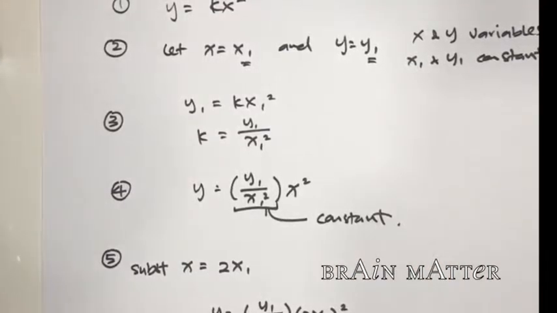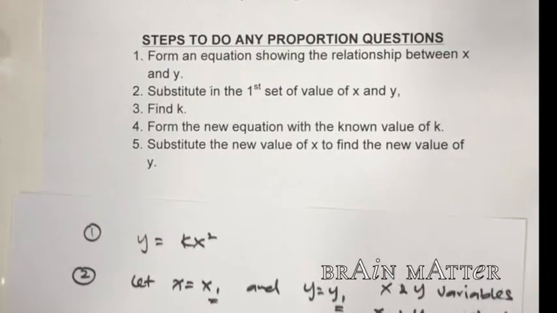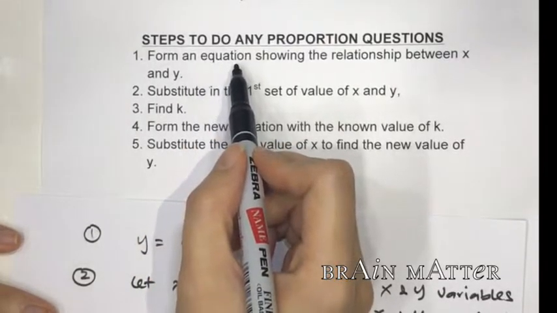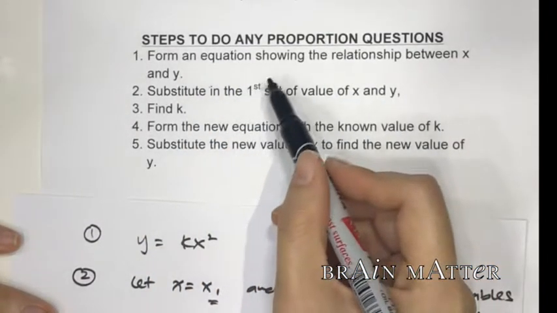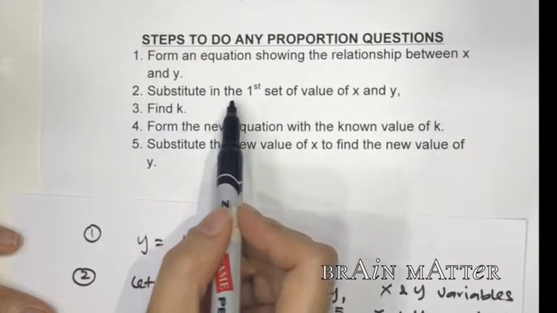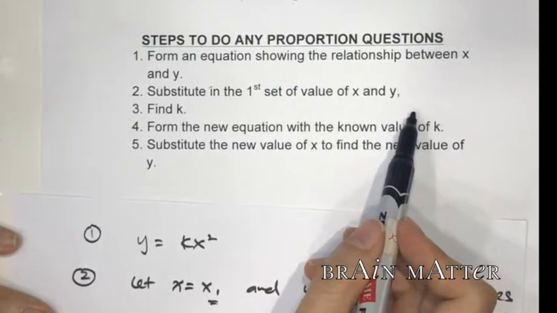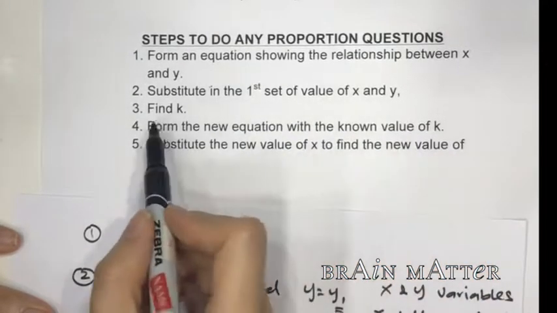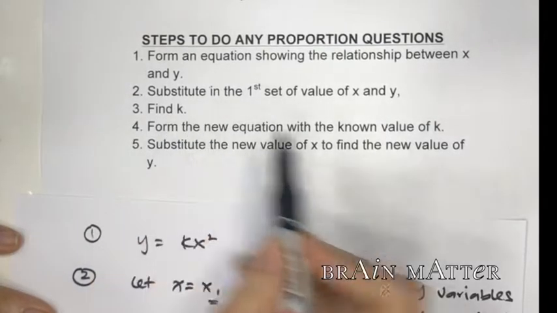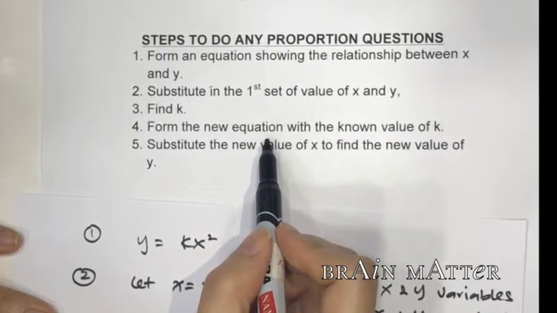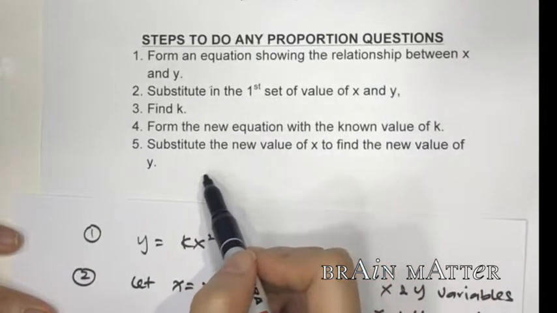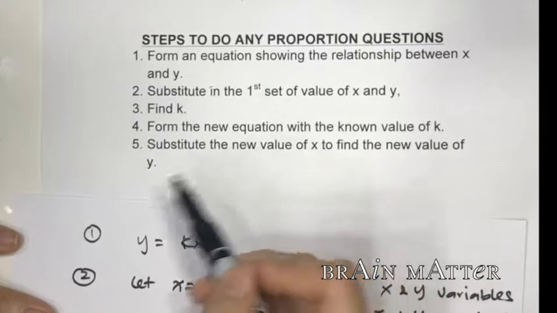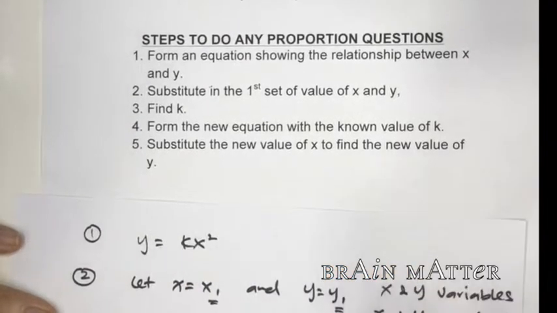Let's just recap. What are the steps involved? Number one, we form an equation involving x and y. Then we substitute the first set of values of x and y, so let it be x1 and y1. After that, find k. Once we're done with k, we form the new equation. And lastly, we substitute in the new value of x to find the new value of y.